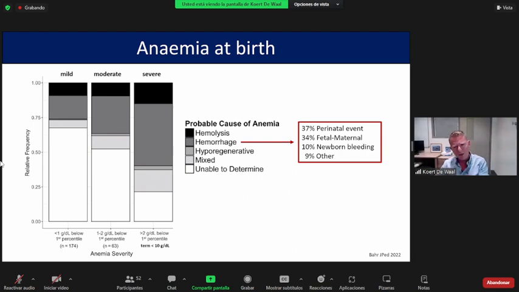So if we go into more detail on what they found in this large cohort for that hemorrhage, about 1/3 was what they call perinatal events, either a cord accident or abruption. About 1/3 was fetal maternal hemorrhage, and the rest was either newborn bleeding or other.